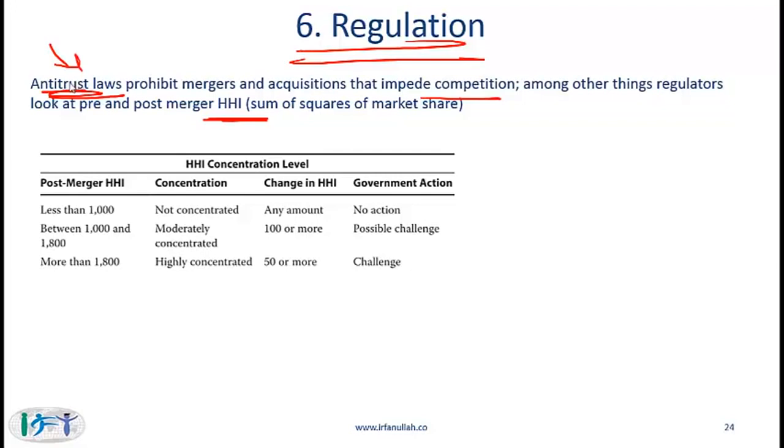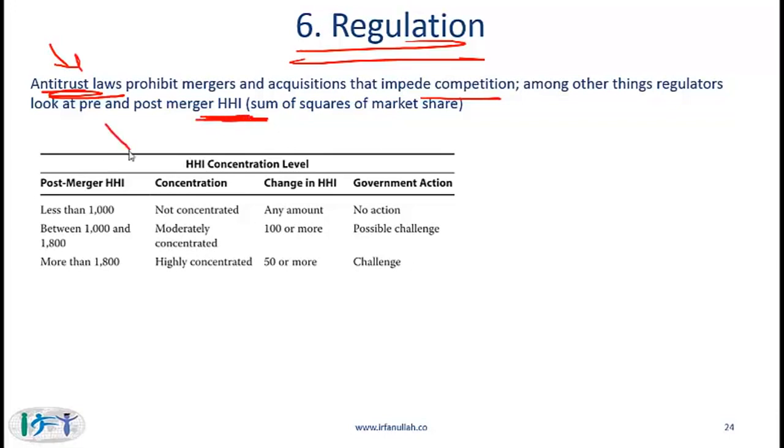Anytime the regulator believes that a particular merger or acquisition will make the market less competitive, then there might be some legal issues. But now the question is, how does the regulator figure out whether a particular transaction is substantial enough to block it? At least the perspective that we look at is the Herfindahl-Hirschman index.